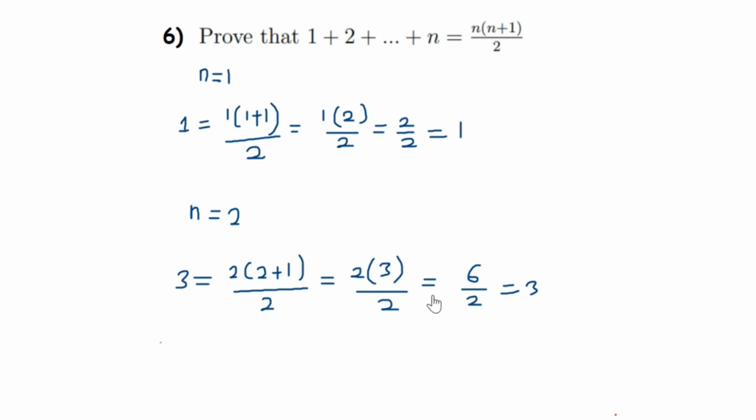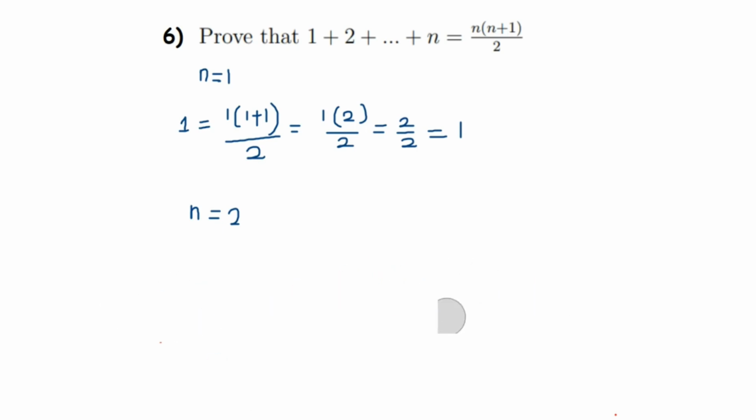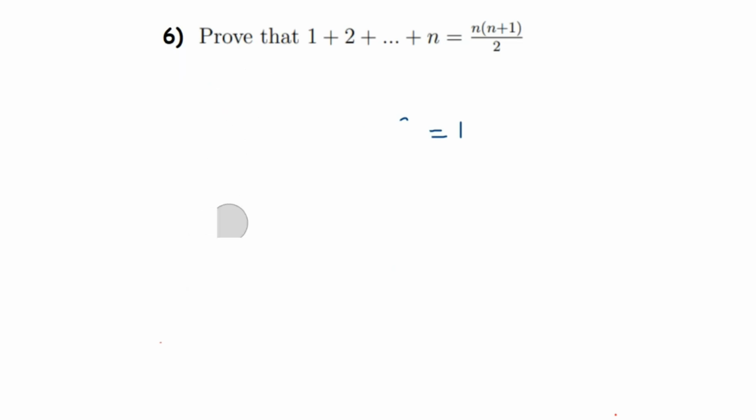So since the formula is true for some n values, 1 and 2, we can't keep proving whether it is true for any of the n values, since n values refer to positive integers. You can't keep proving for every positive integer, so you have to find a general way to say that this formula is true for all values of n. So let's look at how we are going to do that. I'm going to free up some space so that we can continue.